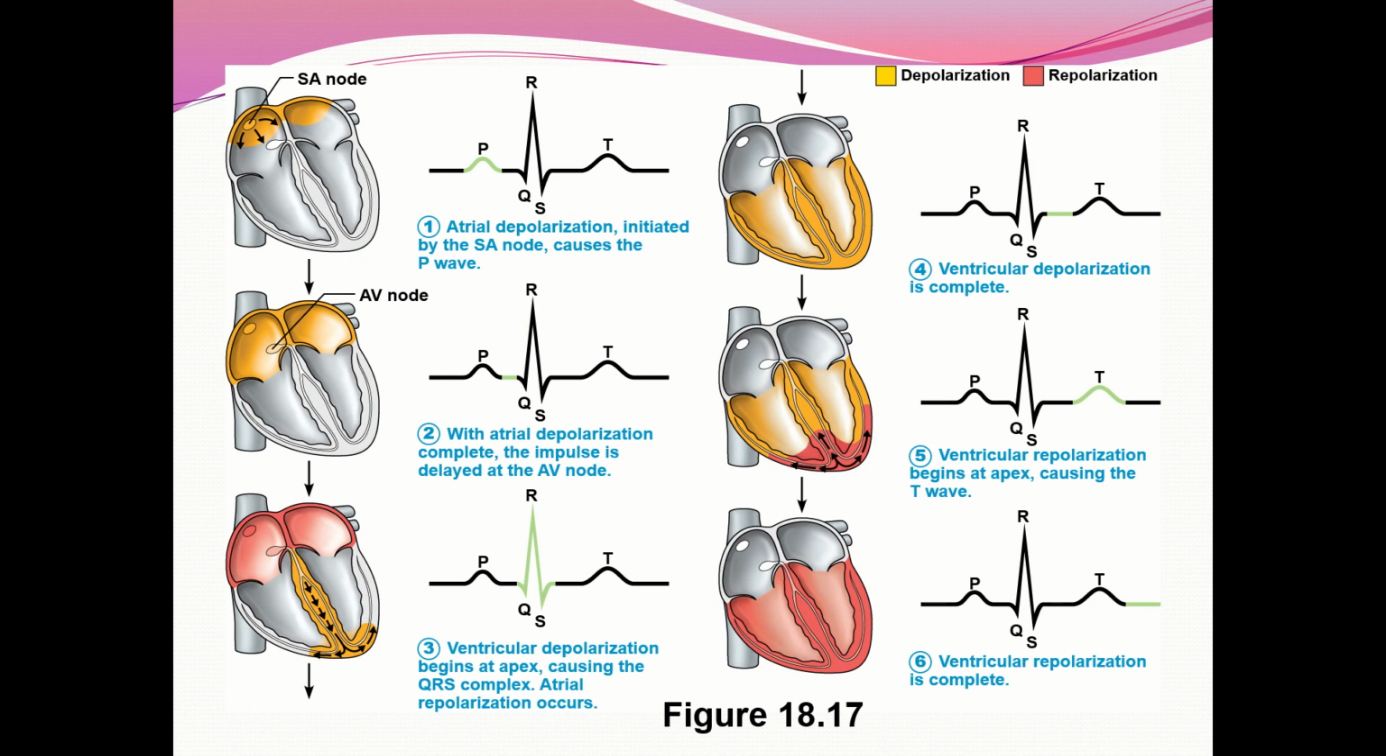And then the QRS complex occurs when ventricular depolarization happens, which begins at the apex. Atrial repolarization is occurring at this time. In step 4, ventricular depolarization is complete. And in step 5, the ventricular repolarization begins at the apex, and that causes the T wave. And then finally, by step 6, ventricular repolarization is complete, and we're back in diastole. The heart's at rest.